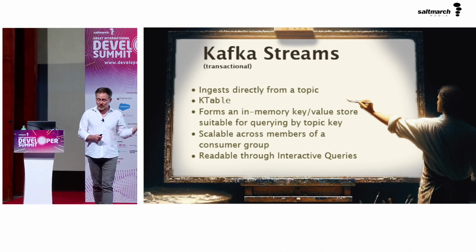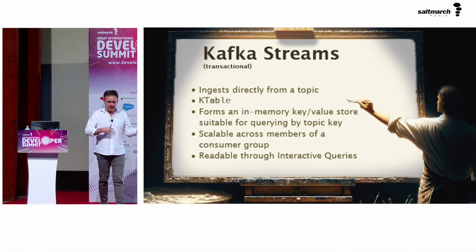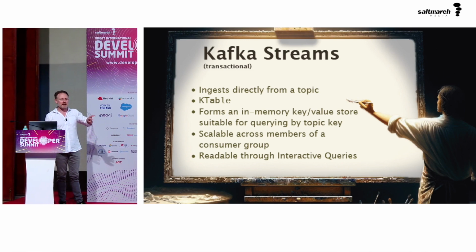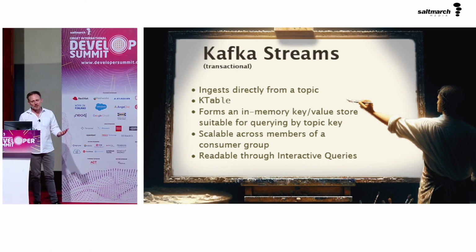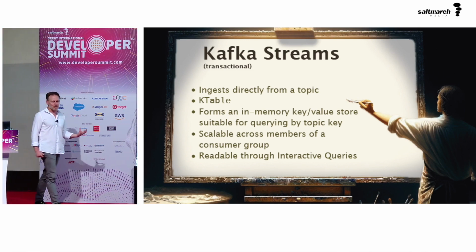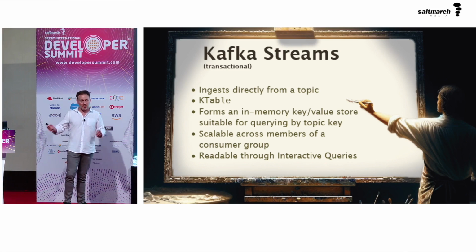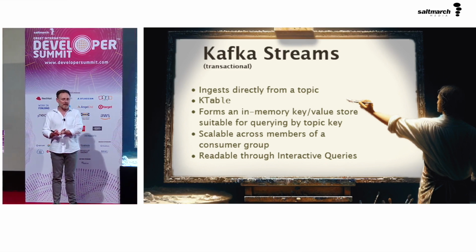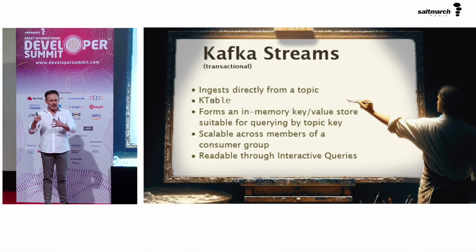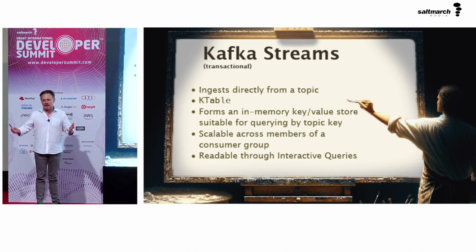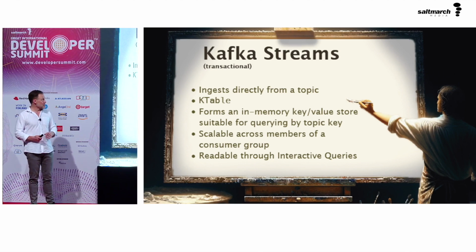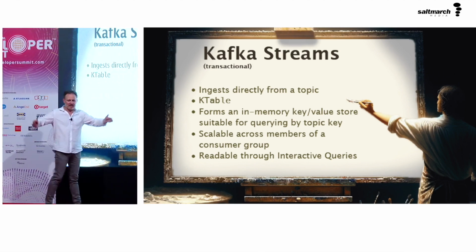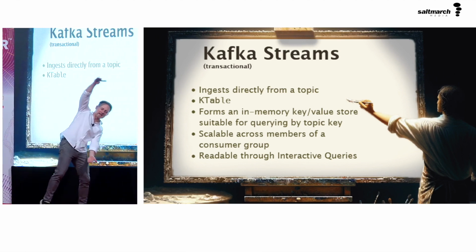And on the transactional side of our problem of how to query a stream, it's going to ingest directly from a Kafka topic, and it contains an abstraction called a K-table. There are 2 fundamental abstractions in Kafka Streams, K-stream and K-table. K-stream is a very simple, lightweight abstraction over a topic that provides an API for doing things like filtering and grouping and converting into K-tables.